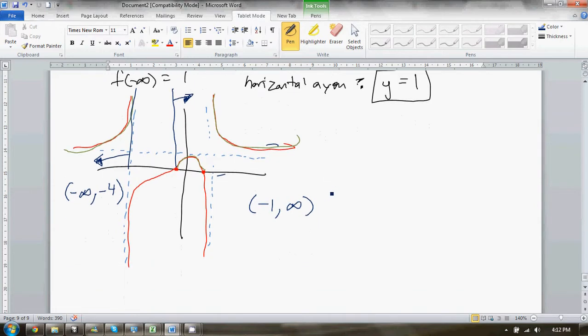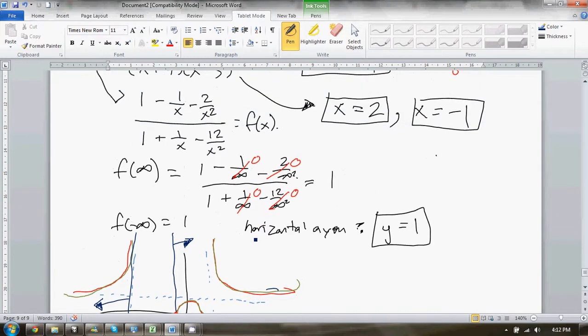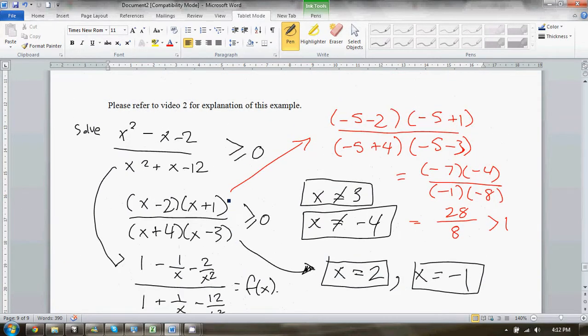So that's the answer. Those are the two regions where the function is positive. And that's how you solve it graphically. There's a whole bunch of ways, but I find that building the basic sketch of the graph is the easiest way to go about these types of questions.